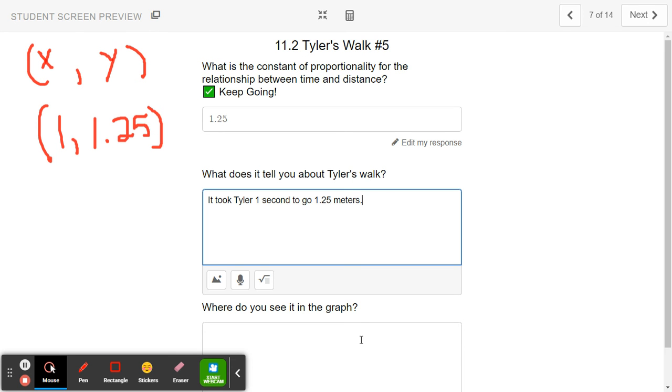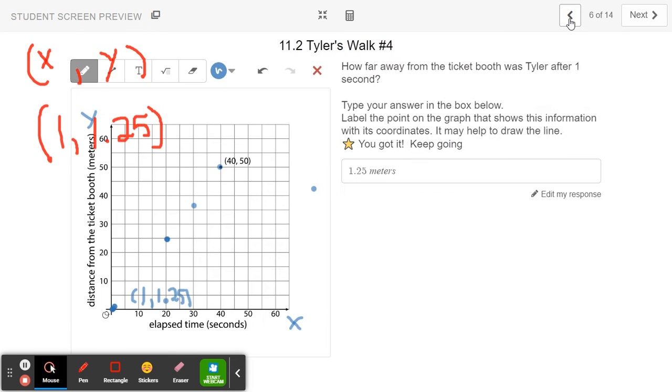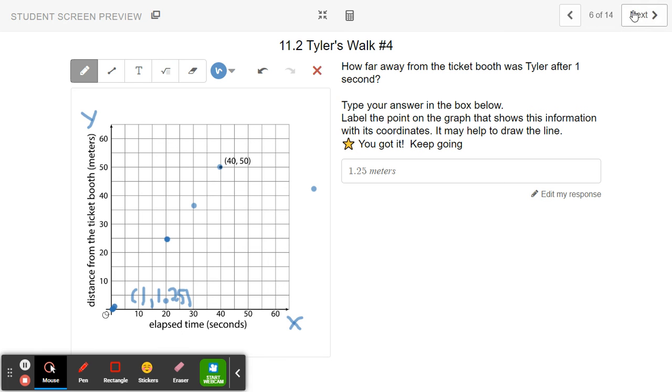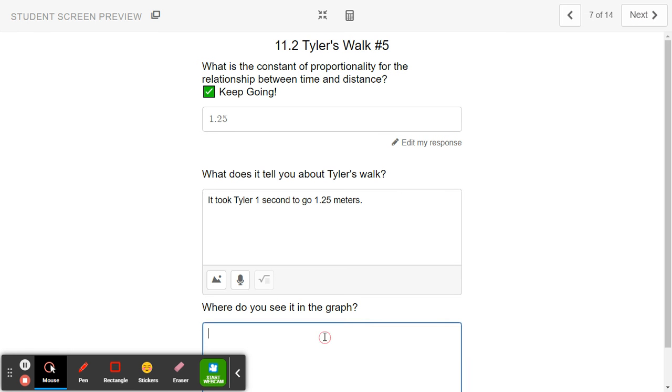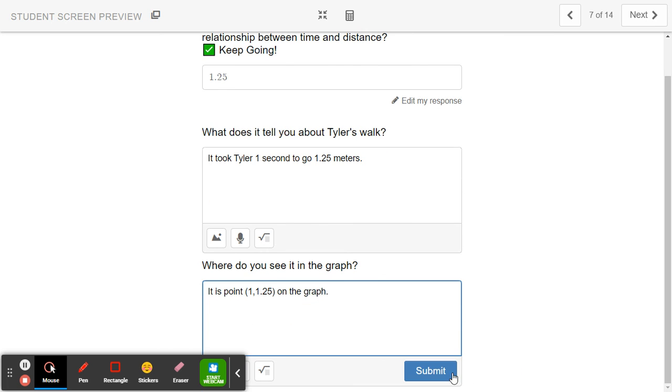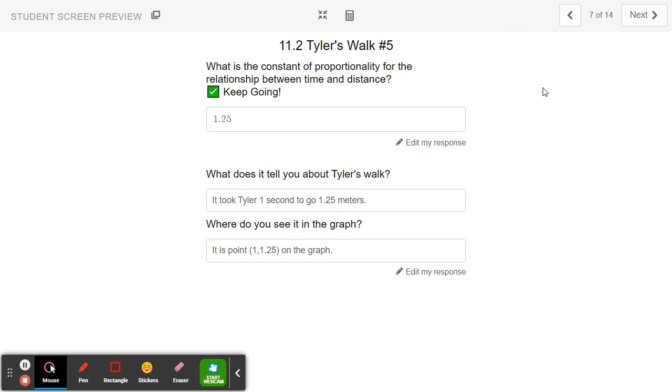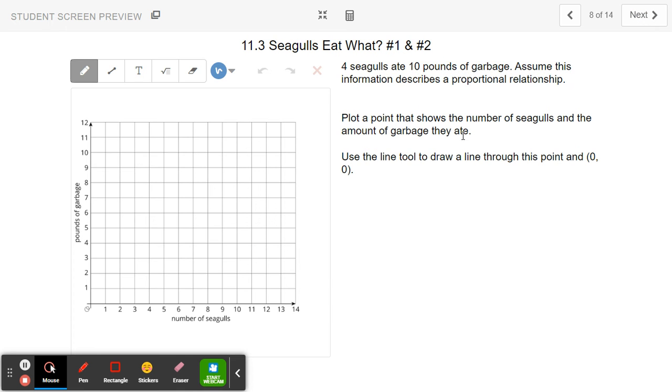Okay. And if we go back to our graph, where do we see it? Well, we see it at this point here, right? The point where our X is 1 and our Y ends up being that COP. So it is 1, 1.25 on the graph. Okay. All right. So let's keep going.